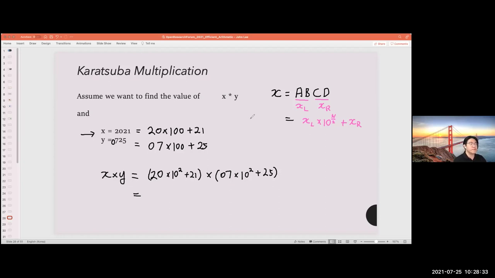And then recall the polynomial expansion that we saw, but we're going to do this one with this one, and then this one with this one, and this one with this one, and this one with this one. So what we're going to get is 20 times 0.7 times 10 to the power of 4 plus 20 times 25 times 10 to the power of 2 plus 0.7 times 21 times 10 to the power of 2.